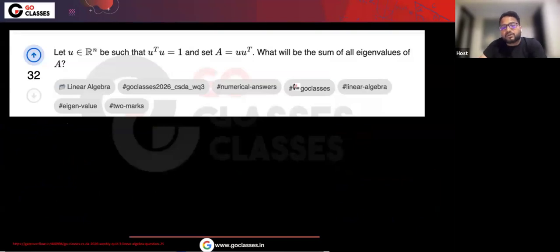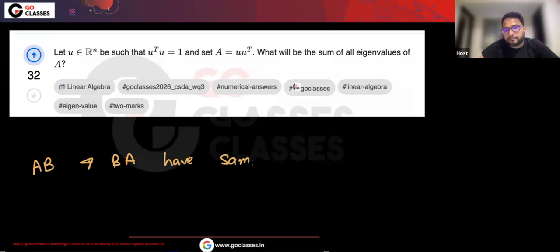Now let's solve this question. This was actually an interesting question, related to one theorem. Do you remember the theorem that AB and BA have the same... Can you just complete this statement? This was told in one of the lectures. They have the same non-zero eigenvalues. Do you remember this?